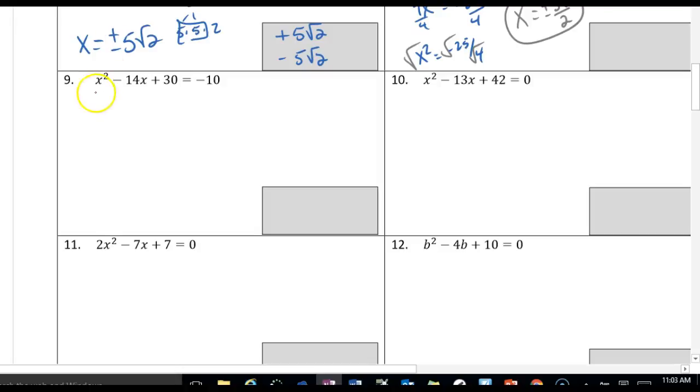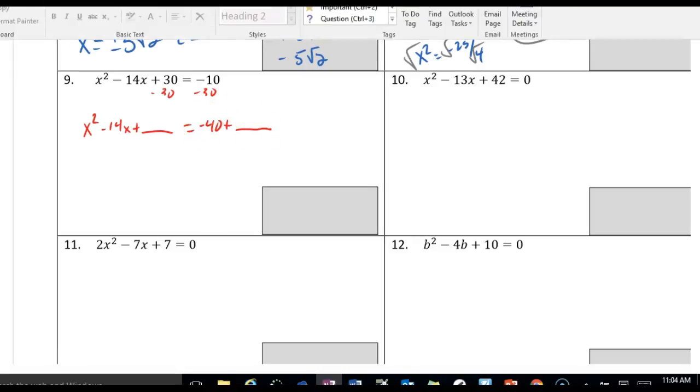In order to determine if I can do it by completing the square, A should be 1, B should be even. In this case, this is true. So because I'm going to complete the square, I'm going to first subtract the 30 over. So x squared minus 14x plus, I'm going to leave this blank, is equal to negative 10 minus 30, which is negative 40, plus that blank.